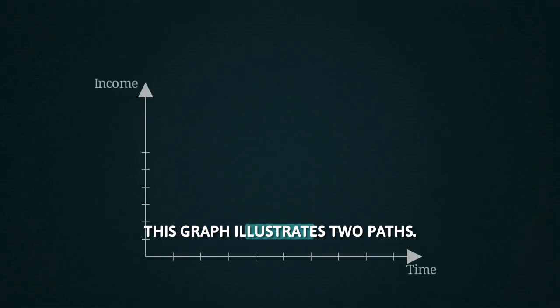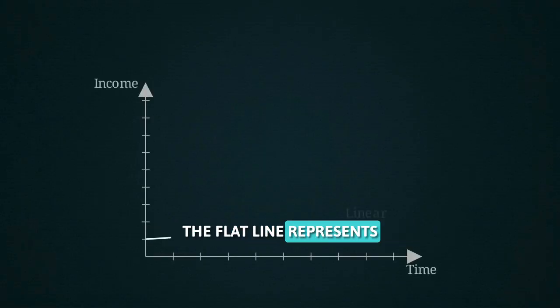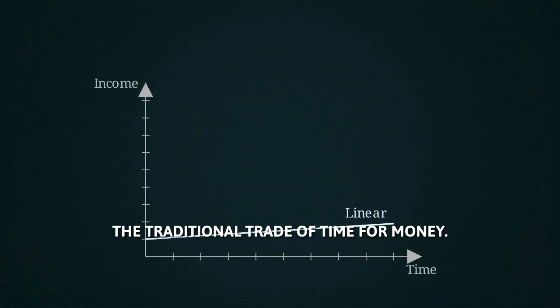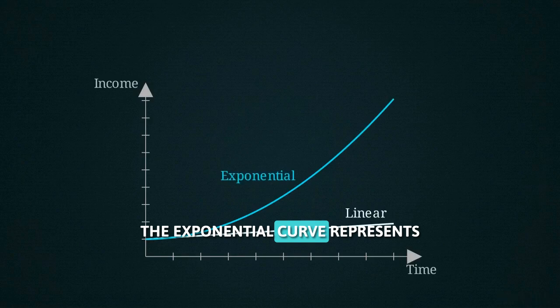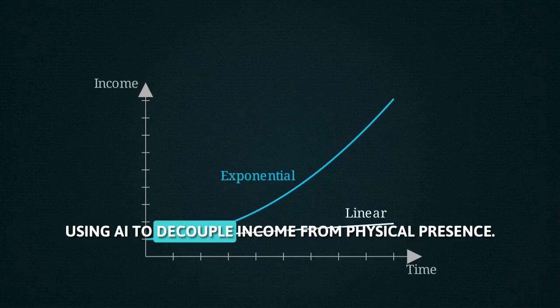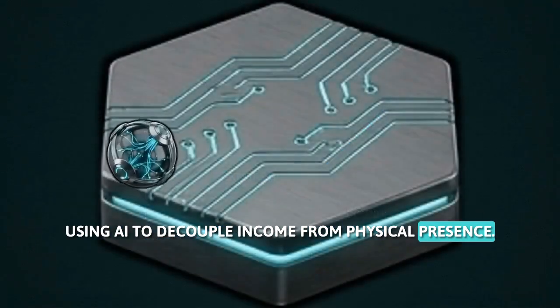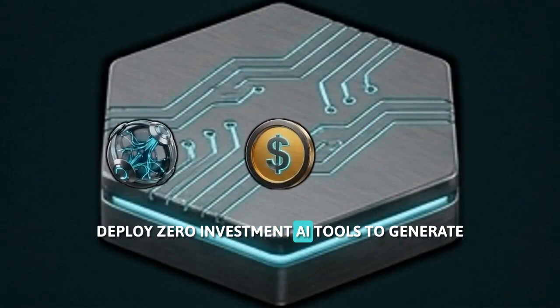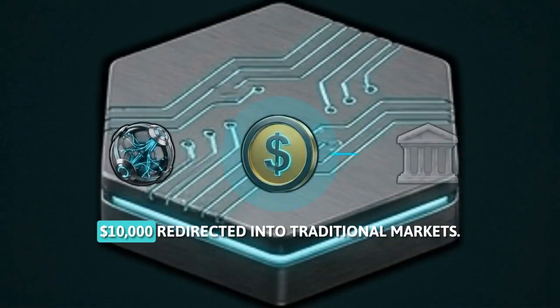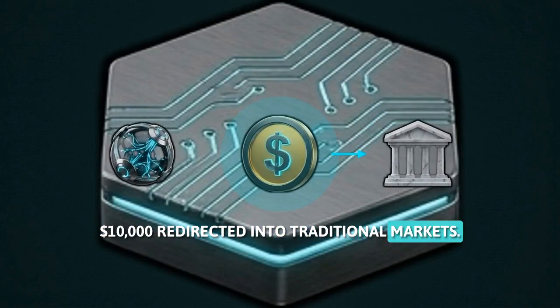This graph illustrates two paths. The flat line represents the traditional trade of time for money. The exponential curve represents using AI to decouple income from physical presence. Deploy zero-investment AI tools to generate $10,000, redirected into traditional markets.